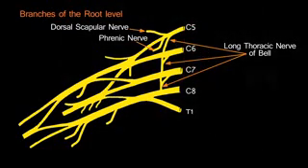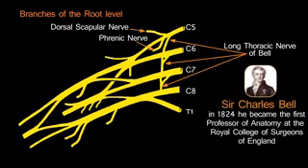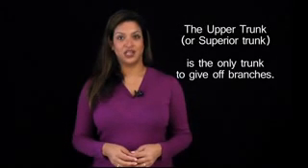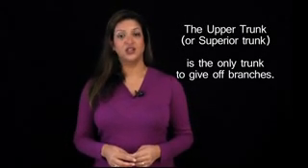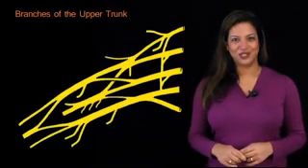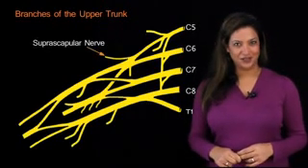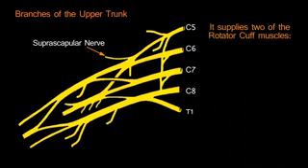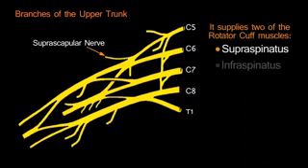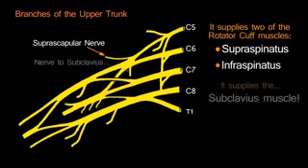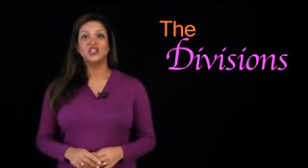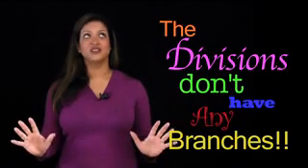Now this nerve is named after Charles Bell, who was the first professor of anatomy at the Royal College of Surgeons of England. Now moving on to the trunks, the upper trunk is the only trunk that gives off branches. So it's the superior trunk, and I guess it probably is superior because it gives off branches. So the first of these branches is the suprascapular nerve, and this nerve supplies 2 of the 4 rotator cuff muscles, supraspinatus and infraspinatus. The other nerve that comes off the upper trunk is always forgotten, and this is the nerve to subclavius. The divisions of the brachial plexus don't have any branches at all, thank goodness.